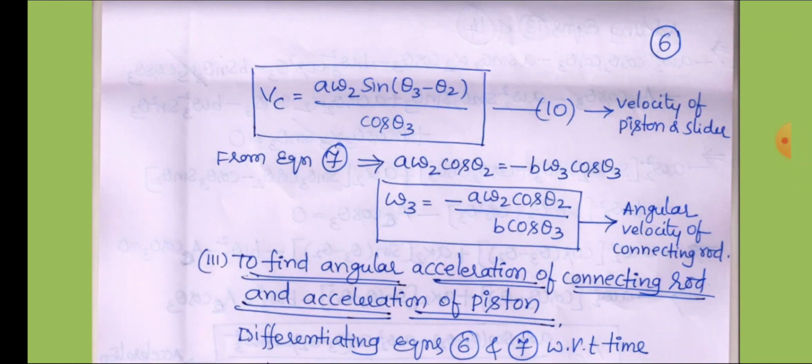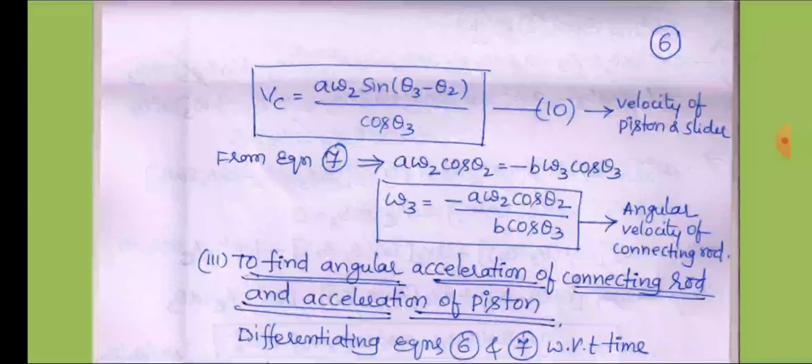Similarly, from equation 7, I can write a omega 2 cos theta 2 is equal to minus b omega 3 cos theta 3. Here a is known, omega 2 is known, theta 2 is known, b is known, and theta 3 is known. So the only unknown is omega 3. From this I can calculate omega 3 is equal to minus a omega 2 into cos theta 2 by b cos theta 3, where this omega 3 is called what? It is the angular velocity of one of the links. Which link? Connecting rod. Therefore, omega 3 gives the angular velocity of the connecting rod.